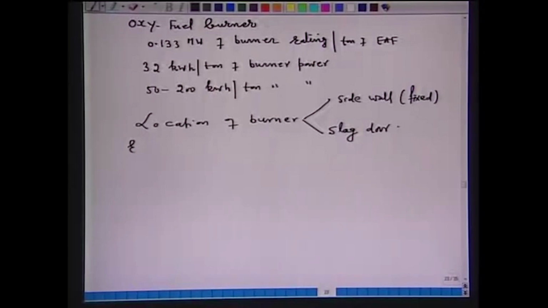So, now to summarize, say, efficient use of oxygen requires what? Efficient use of oxygen requires a burner which can work in hold mode.